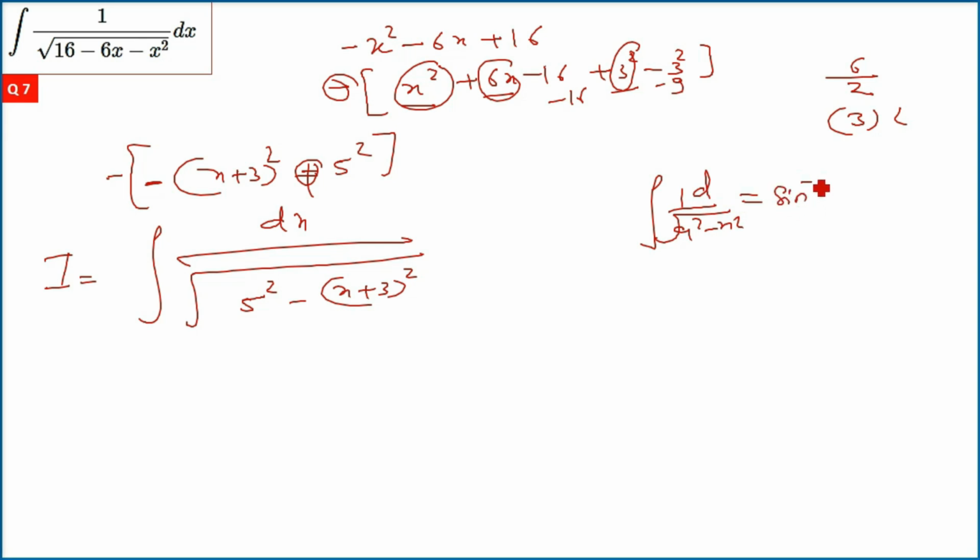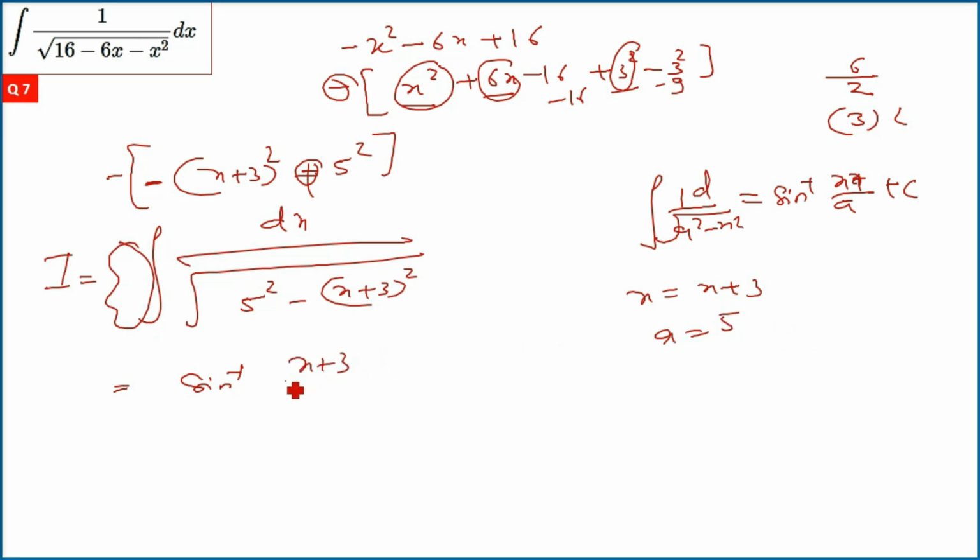So in this particular case, we are going to take x as x plus 3 and a as 5. So this final result will be sin inverse x by a. Nothing has come out here, we have taken nothing out, and x square has no coefficient. So this will be sin inverse of x plus 3 by 5 plus constant of integration. This is your final answer.